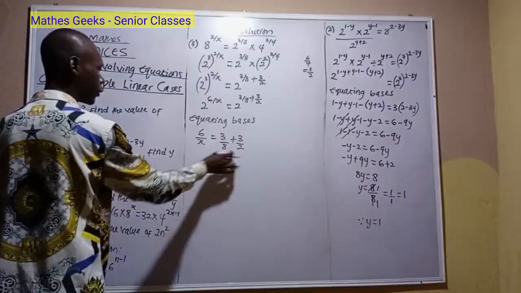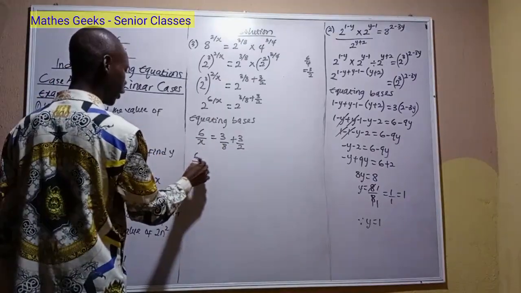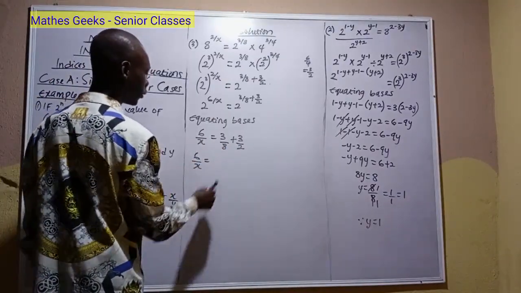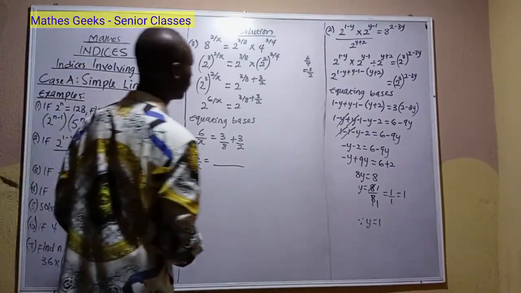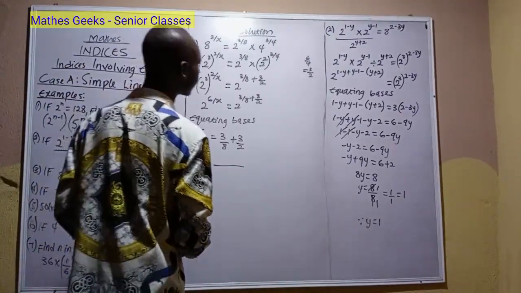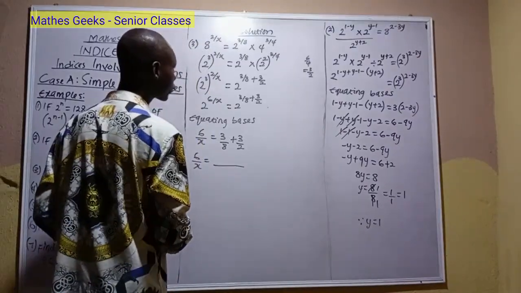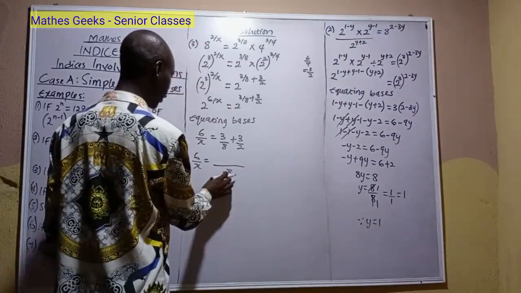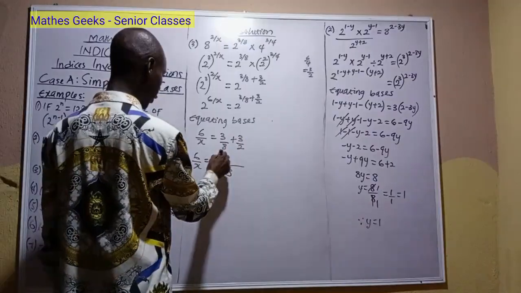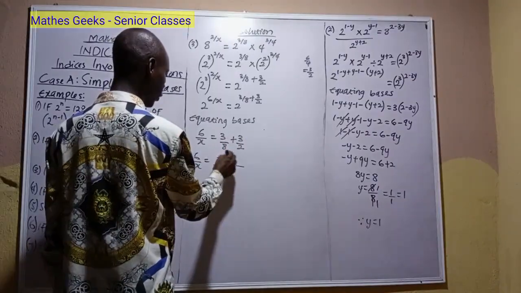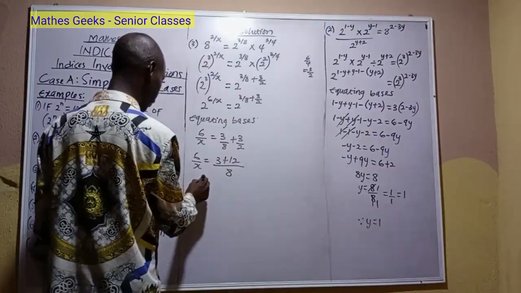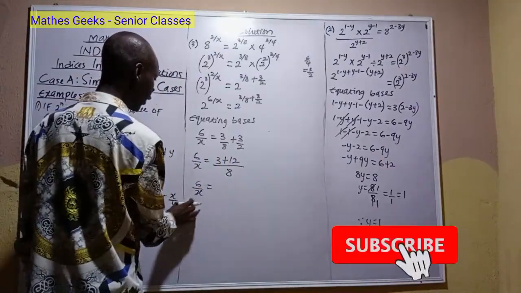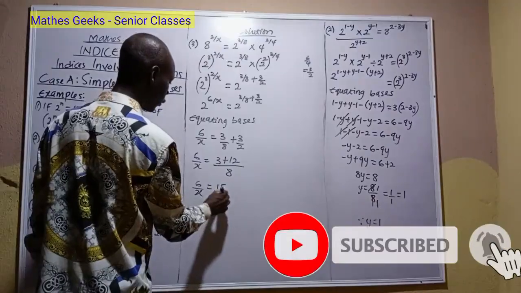So let's simplify this part. 6 over x, LCM of 8 and 2 will give us 8. 8 into 8 will give us 1, that is 3. 1 times 3 is 3. 8 into 2 is 4. 4 times 3 is 12. So 6 over x is equal to 15 over 8.